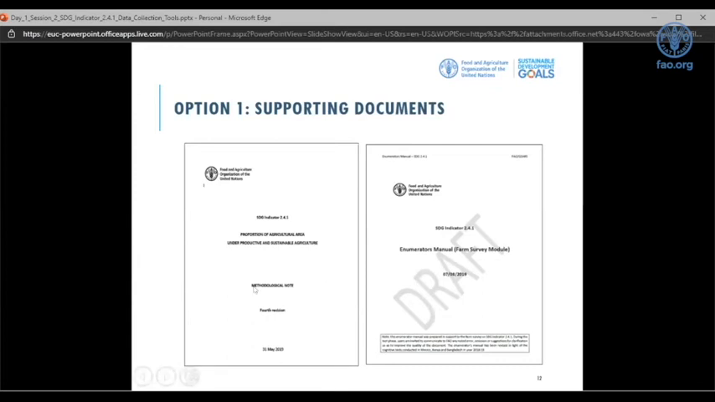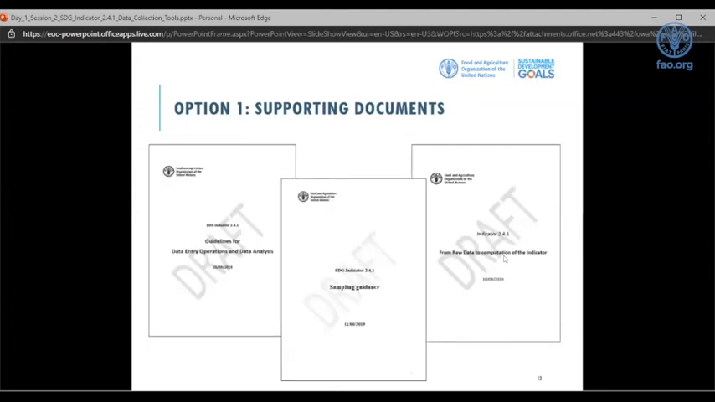So, we have this methodological note, then we have the enumerator manual around the farm survey module or the questionnaire that I just spoke about, and the different documents: the sampling guidance, the data entry operations, and the data analysis and calculation document that we have developed to construct the 11 sub-indicators of SDG 2.4.1.